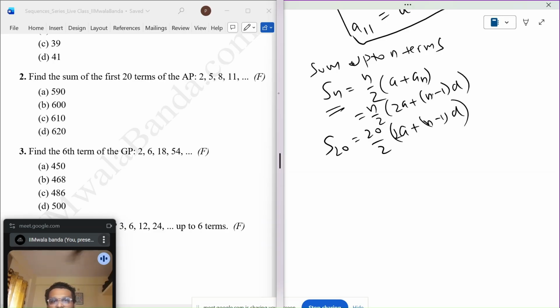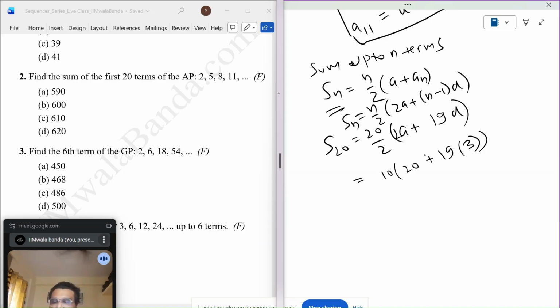We will put a plus n minus 1 into d, or you can directly write this formula. Now, as you can see, I can put n as 20. So this is 19d. And can I put a value as 2? So this is 10. This is, a is 2. And the difference is 3. Since it is already saying that it's an AP, I don't need to check.